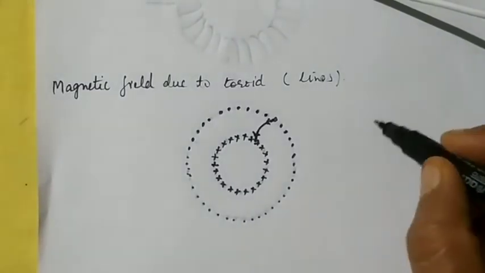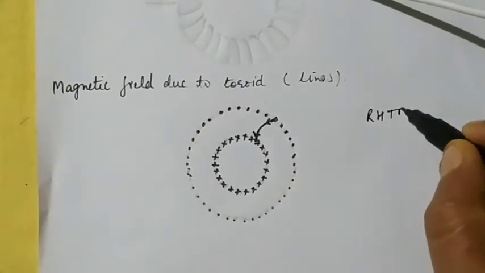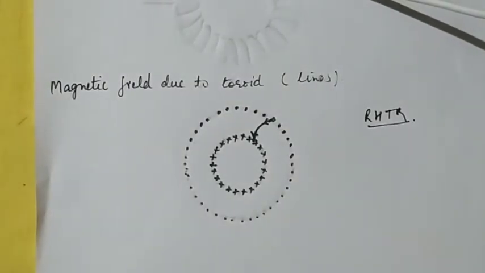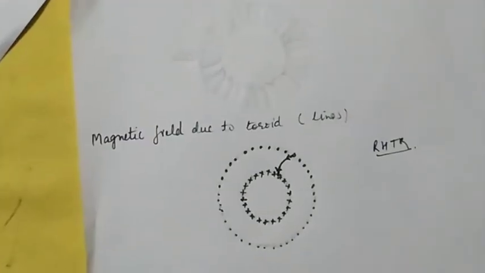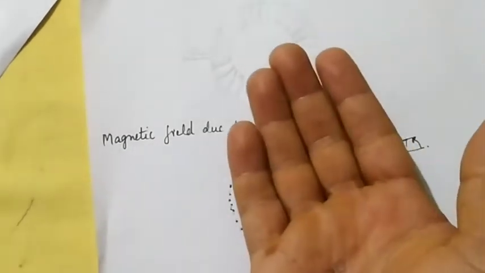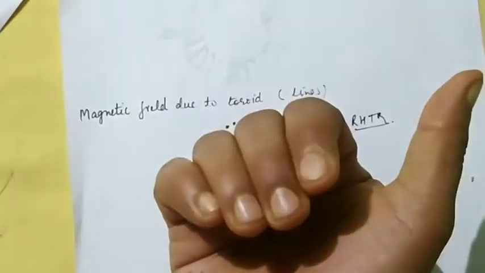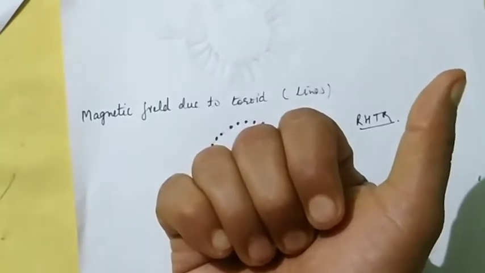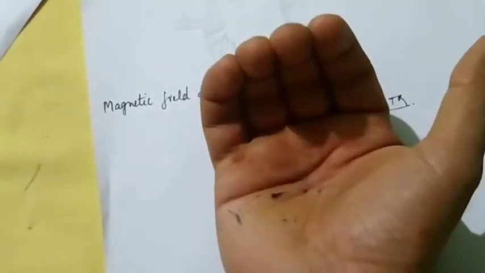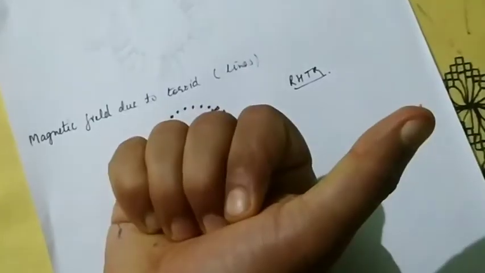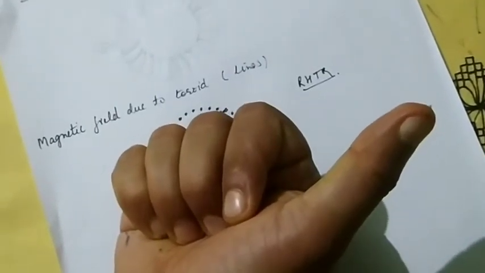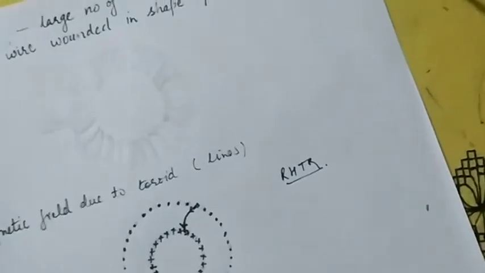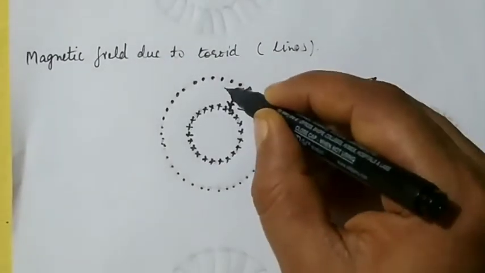Here we will use the right hand thumb rule. What is that rule? If the curling of the fingers is in the direction of current, then the thumb represents the direction of the magnetic field lines. For this edge the current is moving upward, and for the other end, which is towards you, the current is moving downward. If you rotate the fingers along the direction of current, the thumb will represent the direction of the magnetic field lines, so it is towards this end. The magnetic field is along this direction.